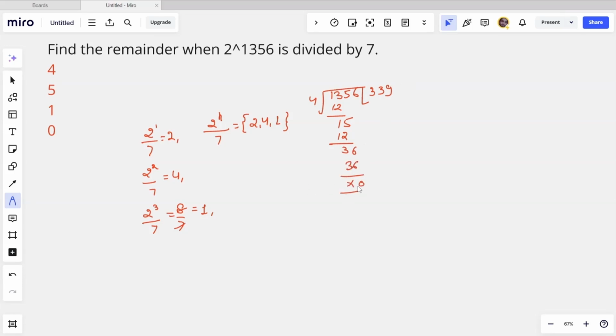As our remainder is 0, the last element in the remainder cycle will be our answer. If the remainder is 1, the first element in the remainder cycle will be our answer. If 2, then the second will be the answer. If 0, the last element will be our answer. So as you can see, 1 is in the options. So the third option is the correct option, which is 1. Thank you.